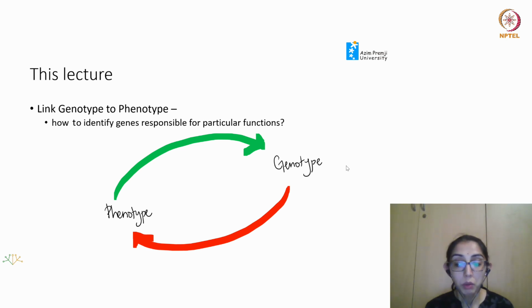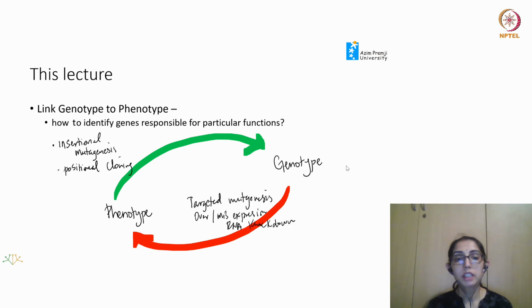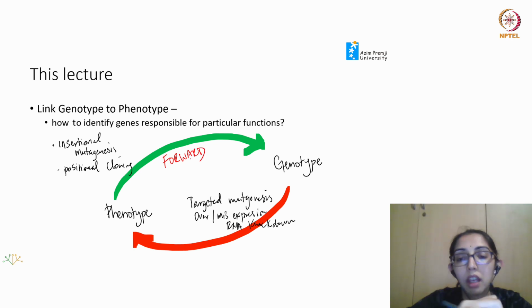And so there are actually two approaches. The first is where we look at a phenotype and try to identify what the genotype is. And that is called forward genetics. On the other hand, if we look at a genotype, we can then try to identify the phenotype that corresponds to a particular genotype. And that is called, as you may be able to guess, reverse genetics.